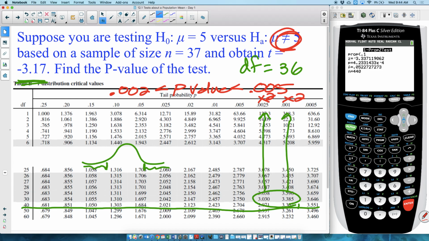So again, if you have to use the table instead of your calculator, you're not going to get an exact p-value because you can't match your exact t on the table. But I can get an interval of values for p, which still will tell me if I reject or fail to reject. What would we do in this one? Reject. Why? P is less than alpha, assuming alpha is 0.05. Yeah, good.